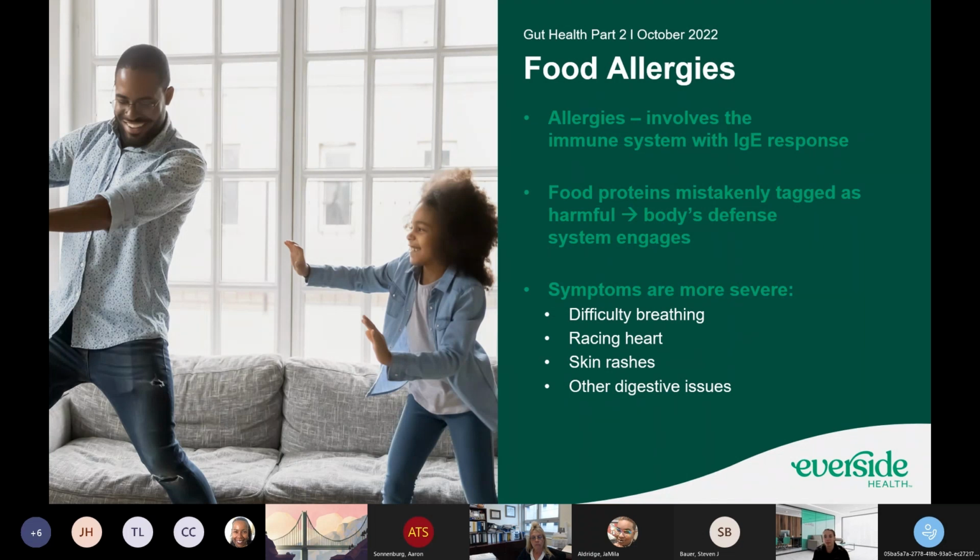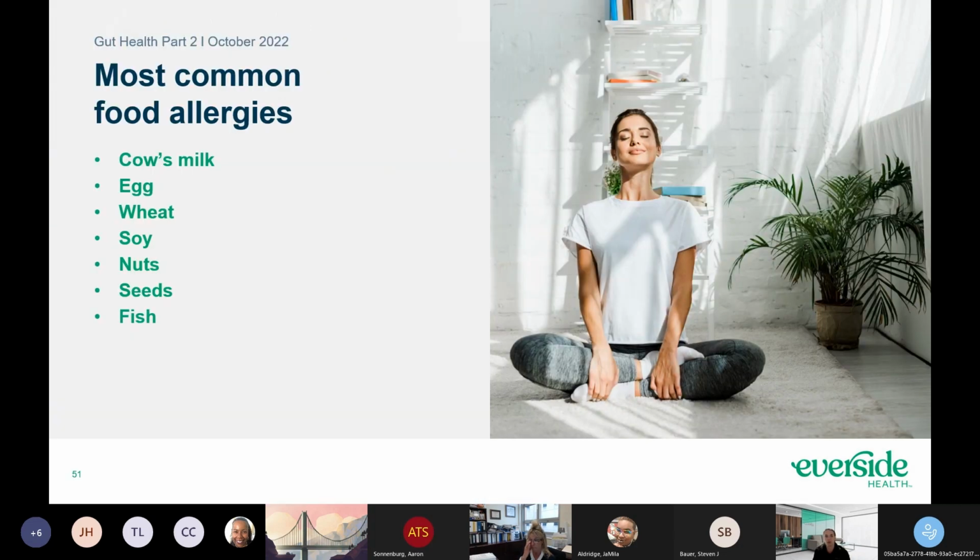Food proteins can be mistakenly tagged as harmful with the allergy, triggering the body's defense system, and the symptoms are usually more severe: difficulty breathing, racing heart, skin rashes, other digestive issues. Most common ones: cow's milk, egg, wheat, soy, nuts, seeds, and fish.